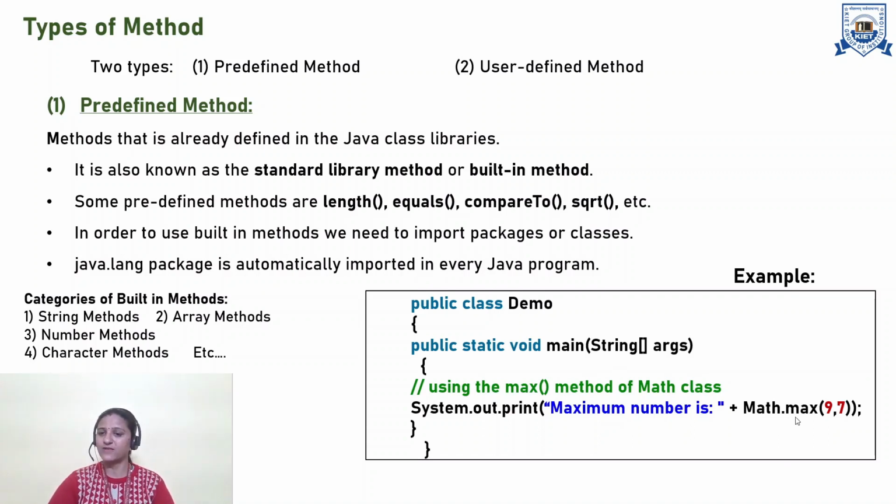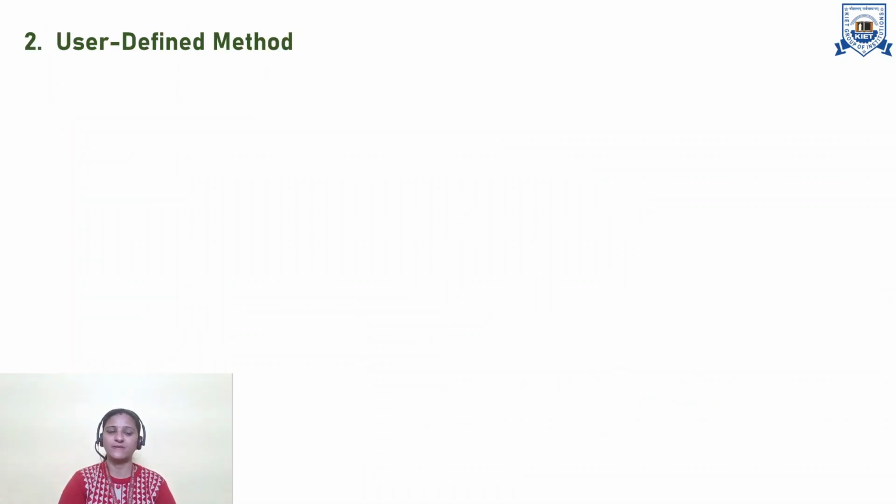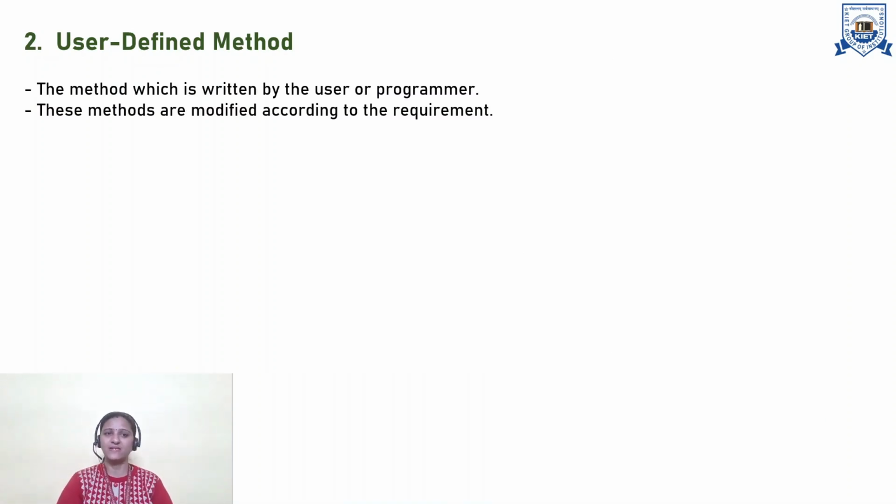So Math.max, and we pass the two arguments 9 and 7. This max function will determine the max value from these two arguments, and in this case, it will return "Maximum number is 9". Now the next one is user-defined methods. The method which is written by the user or programmer. These methods are modified according to the requirement.